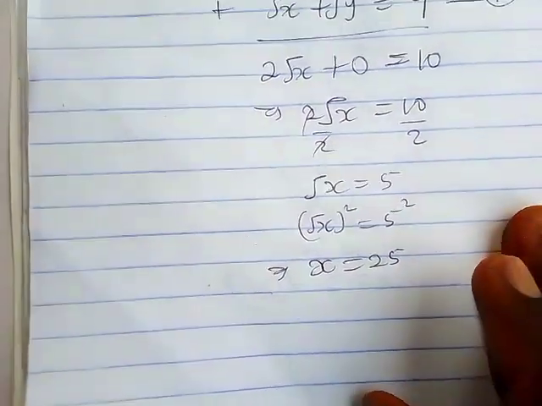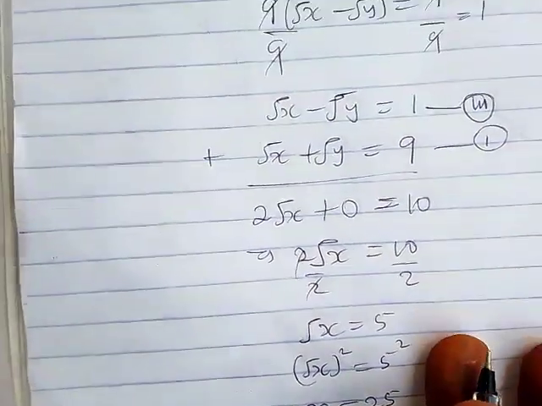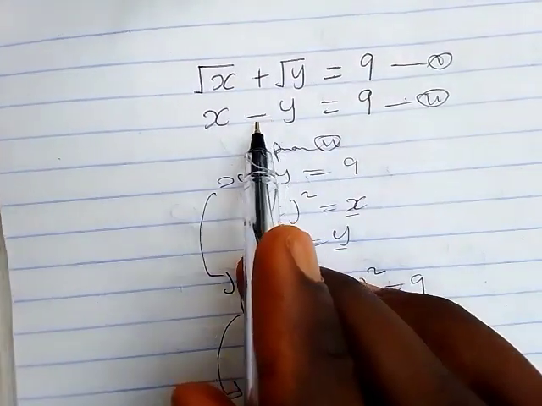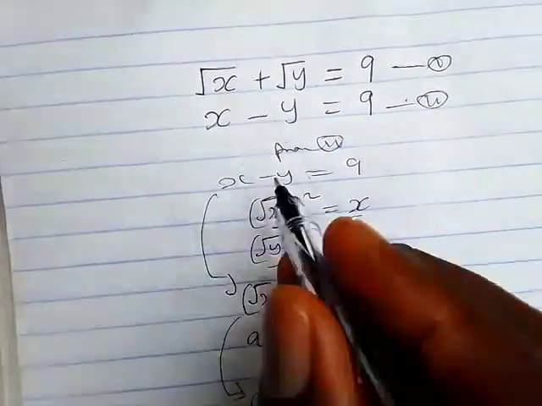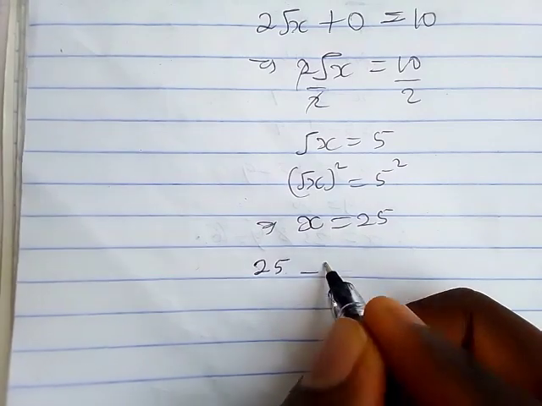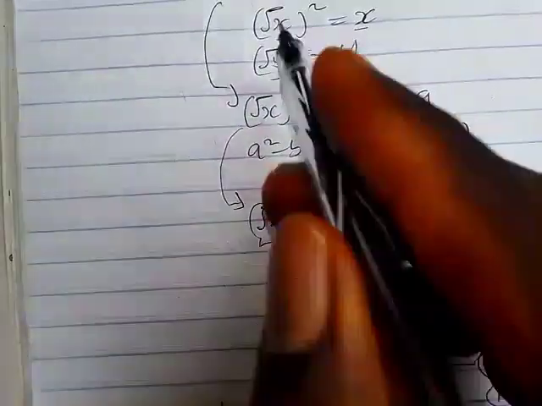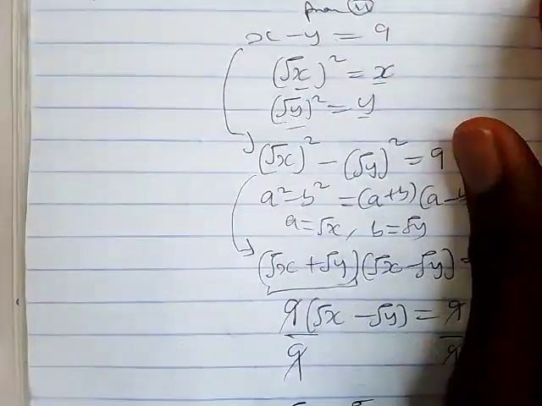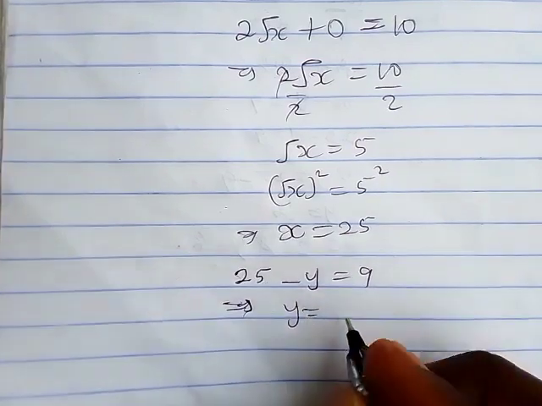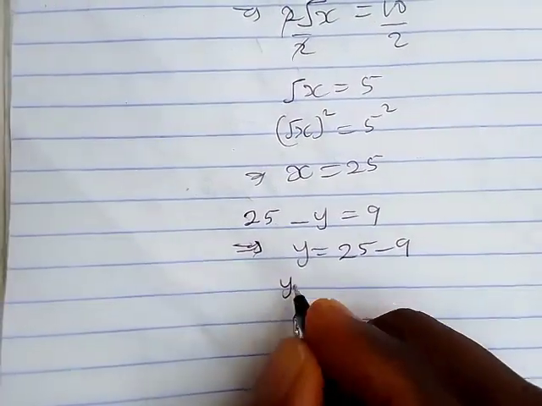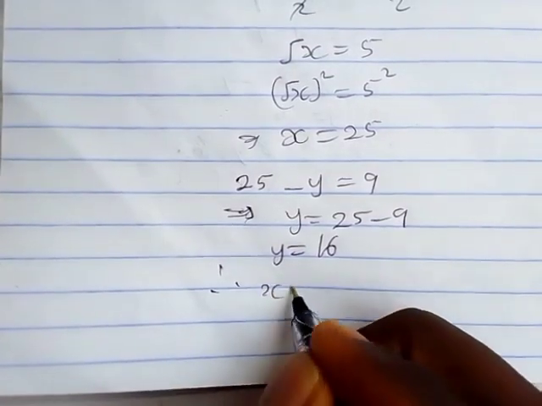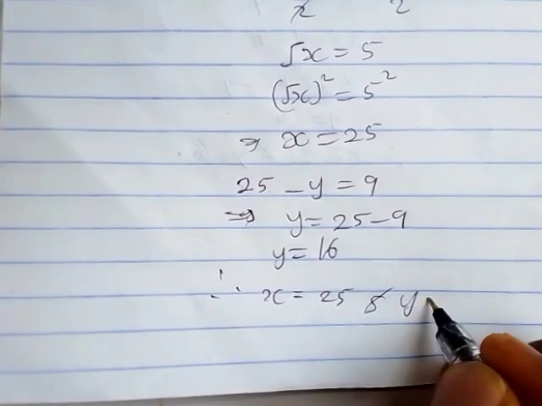Now, how do we obtain the value of y? We are going to plug this into equation 2, which is exactly what we have here. So when x equals 25, we're going to have 25 minus y equals 9. So this gives y equals 25 minus 9, that is exactly 16. So therefore, x equals 25 and y equals 16.